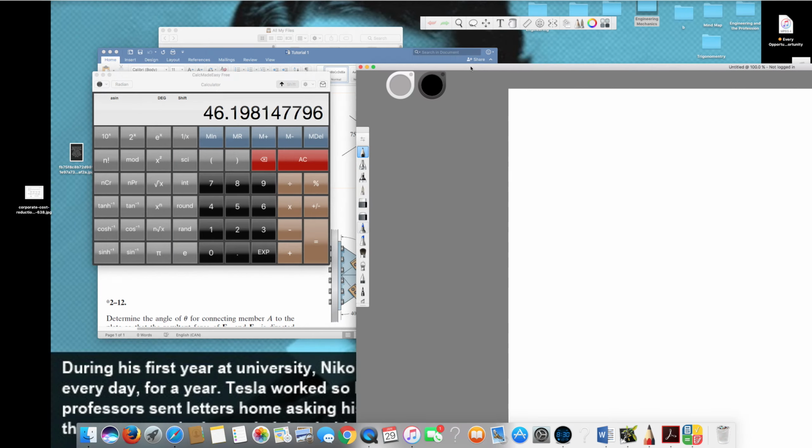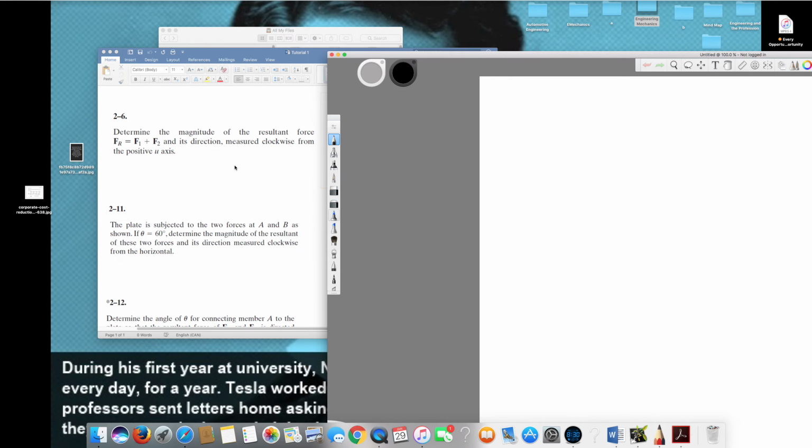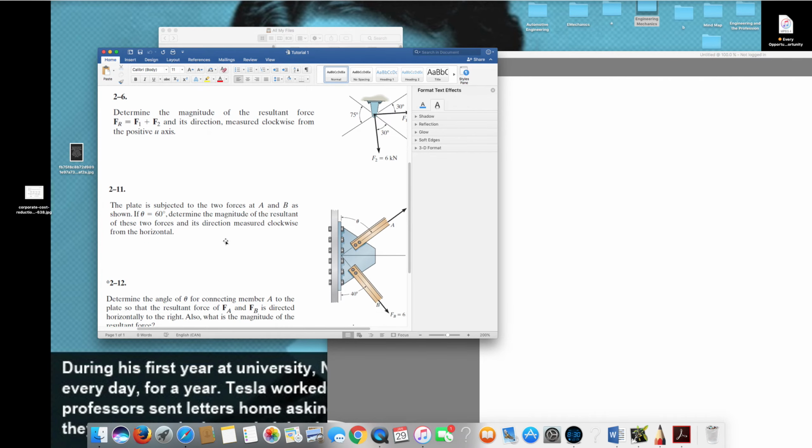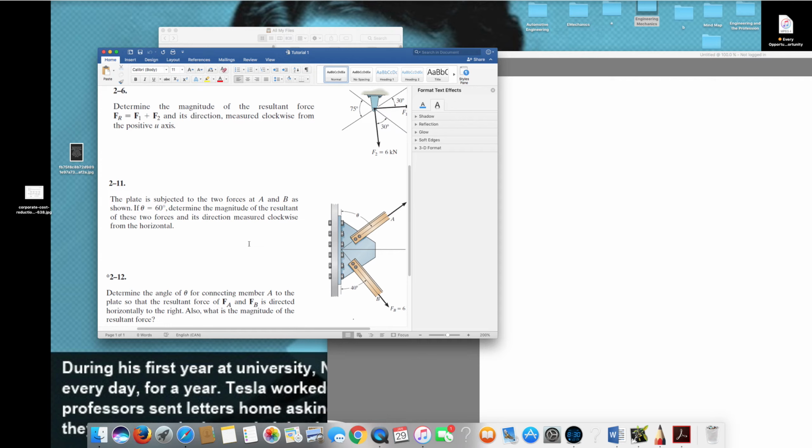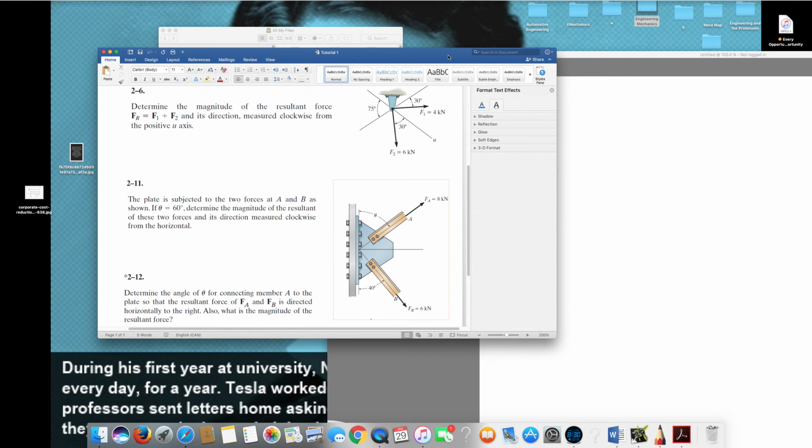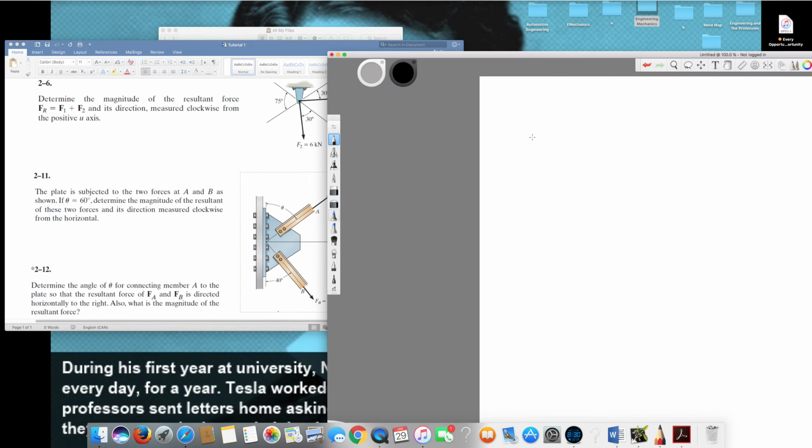Okay. The next question is asking: the plate is subject to the two forces at A and B as shown in the diagram, and if theta is 60 degrees, determine the magnitude of the resultant of these two forces. Its direction is measured clockwise from the horizontal. Okay, let's figure it out. So I'm going to draw this diagram right here.